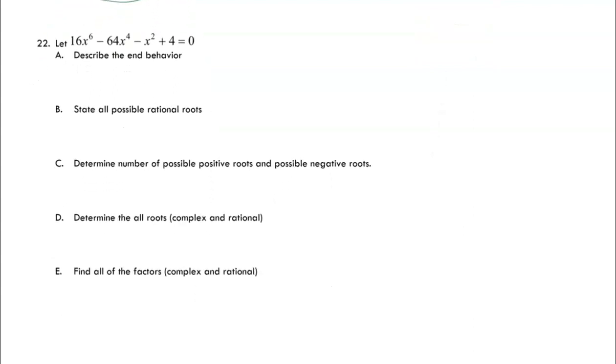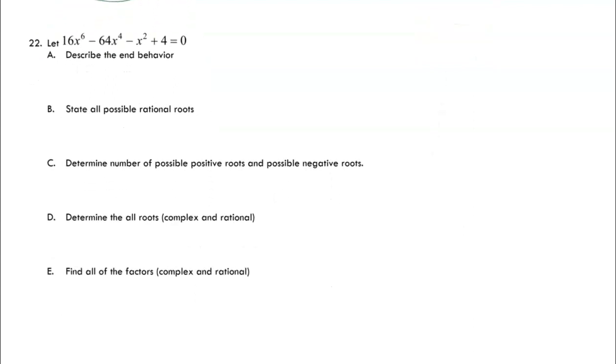Okay. Describe the end behavior. So it's an even x to the 6 and a positive 16, so it's going to behave like a parabola that's concave up. As x approaches positive infinity, y approaches positive infinity. As x approaches negative infinity, y approaches positive infinity.